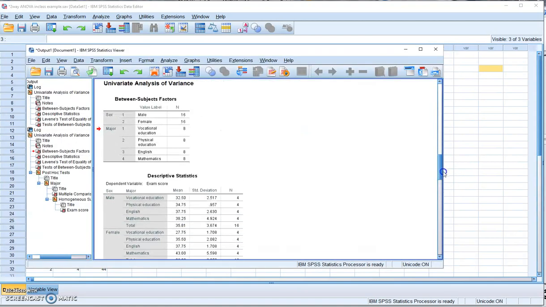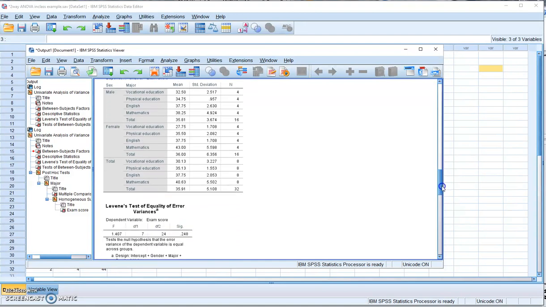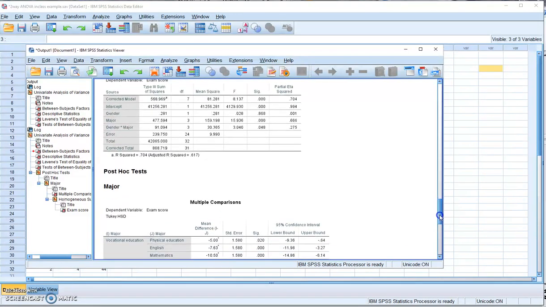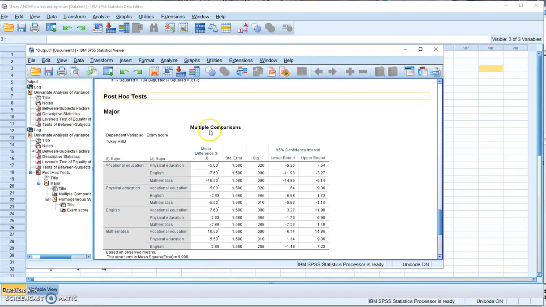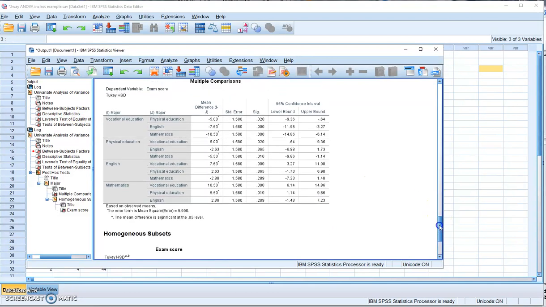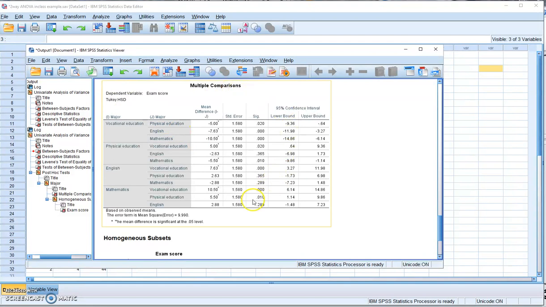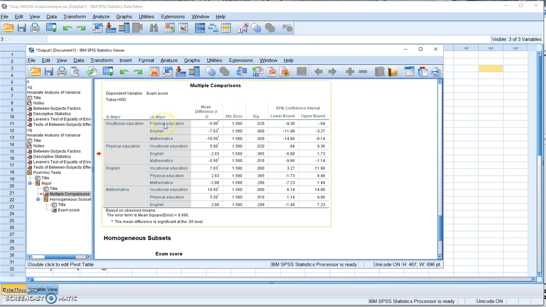We've already seen the first part of the output as the initial two-way ANOVA analysis. And this is the part we need to pay attention to. This is a post-hoc test for major, as shown right here. And as all other post-hoc, we have half of the table as redundant information. And we need to pay attention to here. The sig column, that's the probability value. You compare the p-value here with your alpha level. It's clear that there is a significant difference between the average scores of students in vocational education versus physical education because the p-value is lower than 0.05.